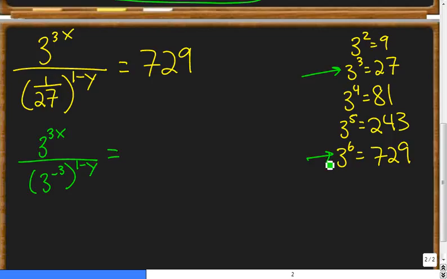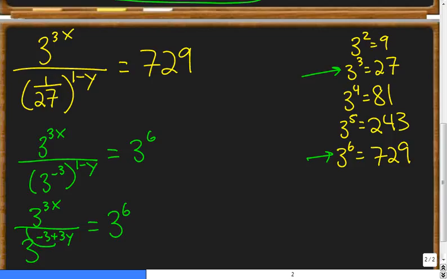And then 729 is 3 to the 6th. So we're going to have 3 to the 6th power. So we're fairly close to what we had before. So this would make 3 to the 3x over. Now remember, we multiply the top, so negative 3 times 1 makes negative 3. Negative 3 times negative y makes a positive 3y. And that equals 3 to the 6th.